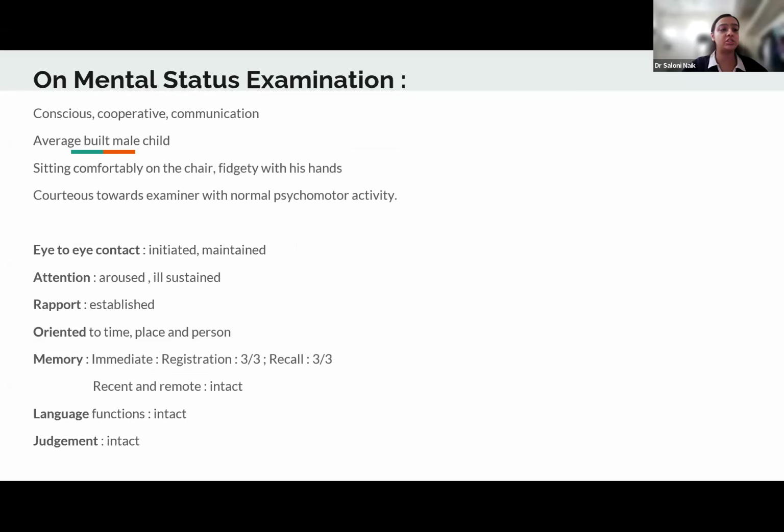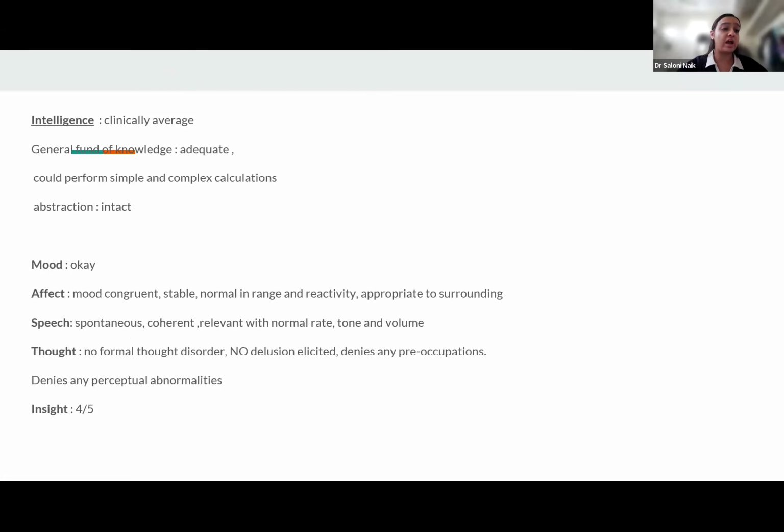On mental status examination, the patient was conscious, cooperative, communicative, well-kept, average-build male child, sitting comfortably on the chair but fidgety with his hands, courteous towards the examiner with normal psychomotor activity. Eye-to-eye contact was initiated, maintained, attention was aroused and ill-sustained, rapport was established, he was oriented to time, place and person. On memory, registration was 3/3, recall was 3/3, recent and remote were intact, language function and judgment being intact. Intelligence was clinically average, as I asked him general fund of knowledge questions which was adequate for his age. He could perform simple and complex calculations, and abstraction was also intact.